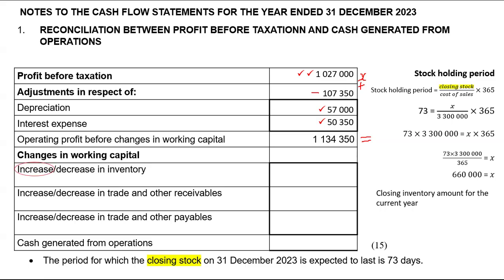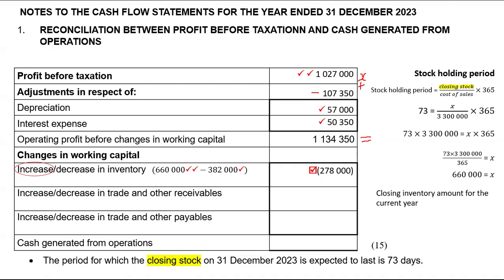It's an increase, and an increase in inventory, remember, is a cash outflow. So you'll take 660,000 minus 382,000. It'll give you a cash outflow of 278,000. I repeat, an increase in inventory is a cash outflow, as it means that you bought more stock. And a decrease in inventory is a cash inflow, as it means that you received money from selling your stock. And that's it with respect to increase or decrease in inventory.